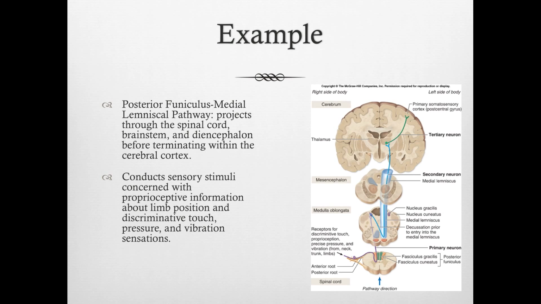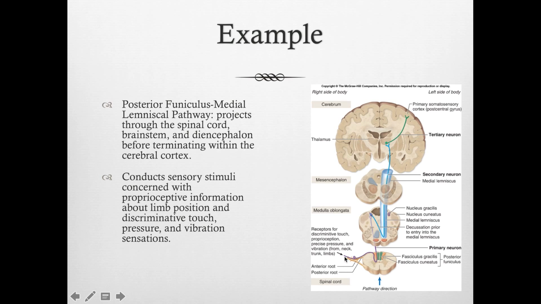So a good example of that here is the posterior funiculus medial lemniscal pathway. Now, I'm just going to make it clear right now. I am not going to ask you about the posterior funiculus medial lemniscal pathway on any exam that I give. I give this example because it puts a name to a particular pathway. And so you can actually use this as an example to locate the primary, secondary, and tertiary neurons accordingly. Right? And so we're going to go through this as an example of such, but I'm not going to ever ask you about this specific pathway.